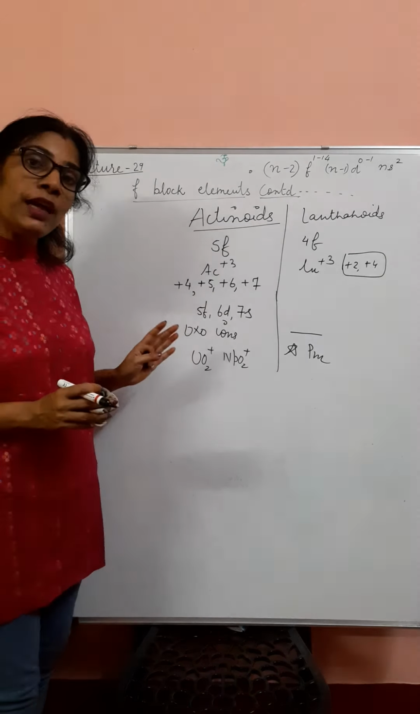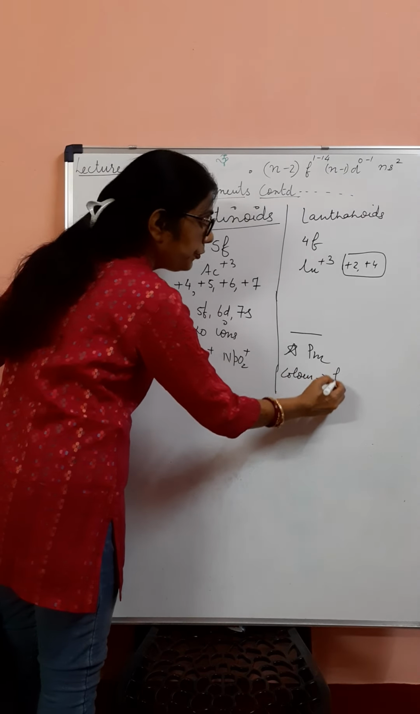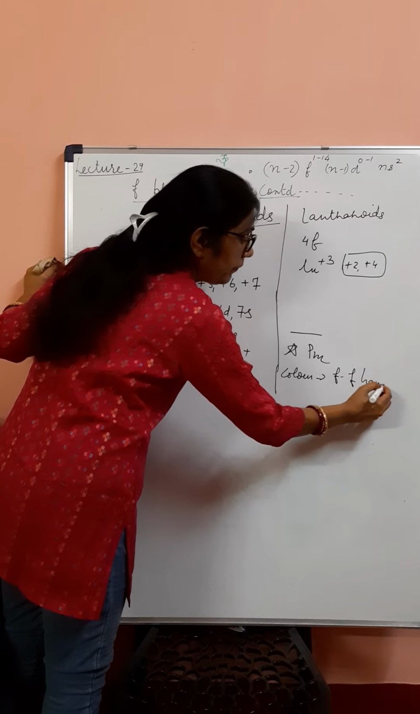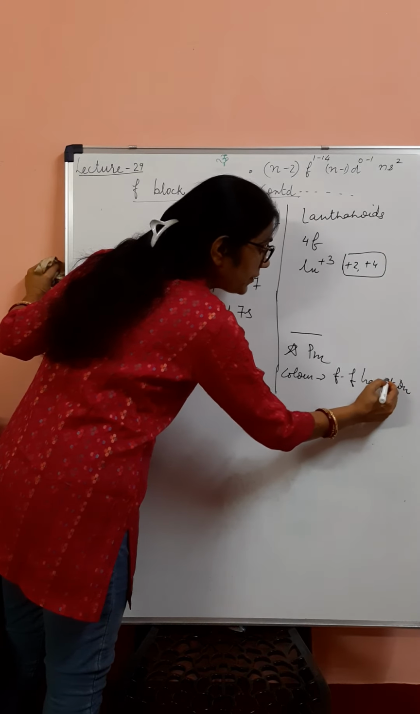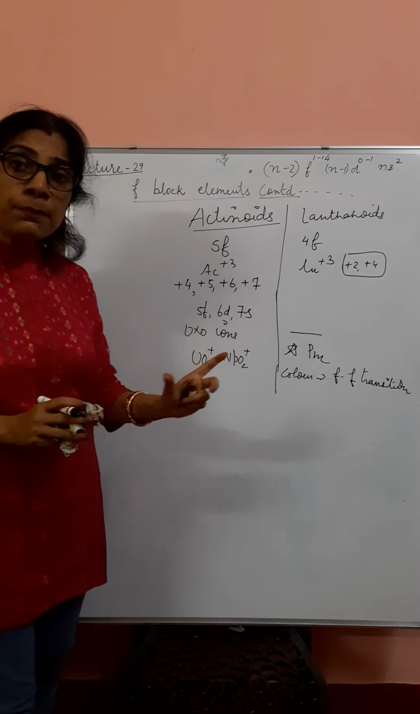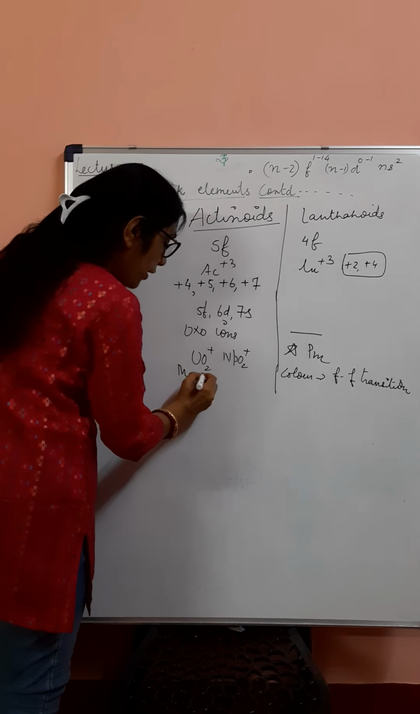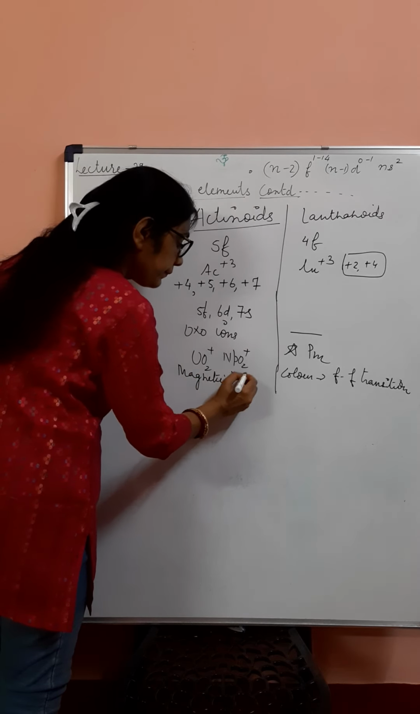Okay. Then a few lanthanoids, when they are dissolved in aqueous solution as well as in their solid state, are colored. And the color is due to f-f transition. We have studied in d block elements that d block elements are colored due to d-d transition. But when we talk about f block elements, the color appears due to f-f transition. So far as magnetic properties are concerned, magnetic properties of actinoids are more complex.